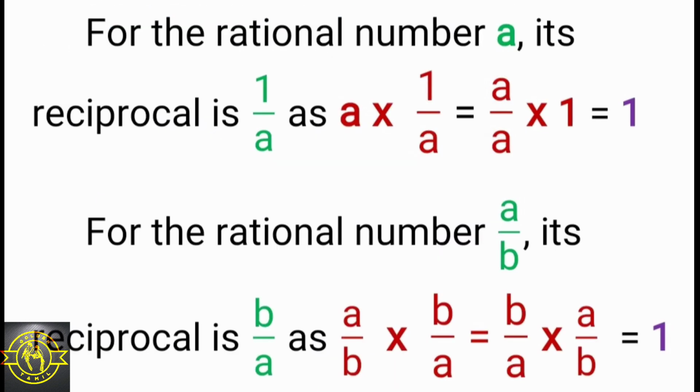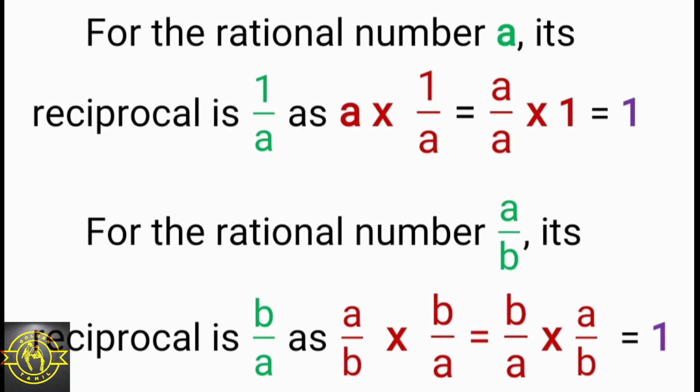For the rational number a, its reciprocal is 1 by a, as a into 1 by a can be written as a by a into 1, which is equal to 1.